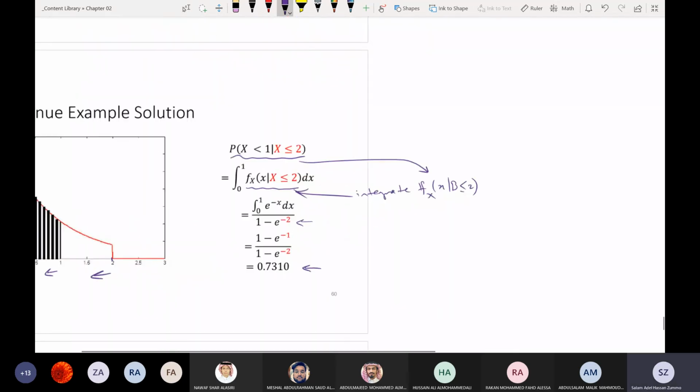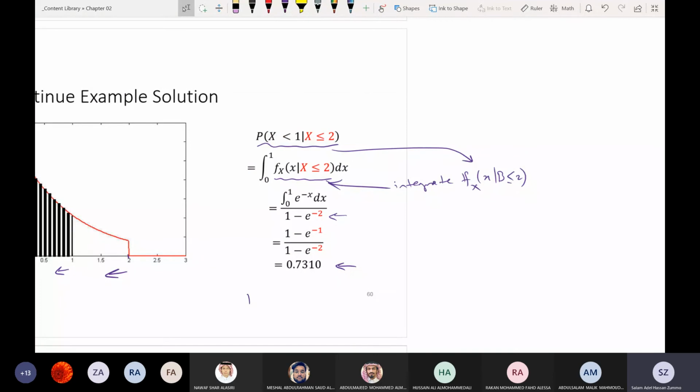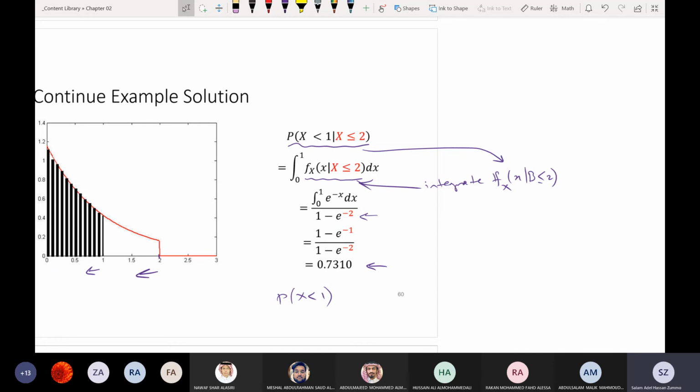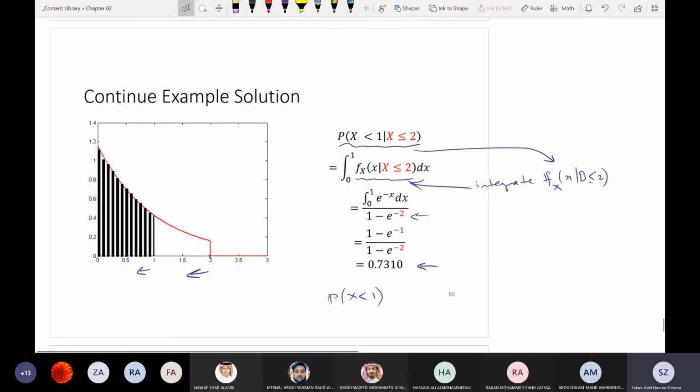I want you to compare this with the probability of x less than 1 بدون conditioning. Find it for me, Shabab. Send it over the private chat. I want to compare this with the non-conditional probability of x less than 1. What is this equal to? So make the calculation and send it to me.